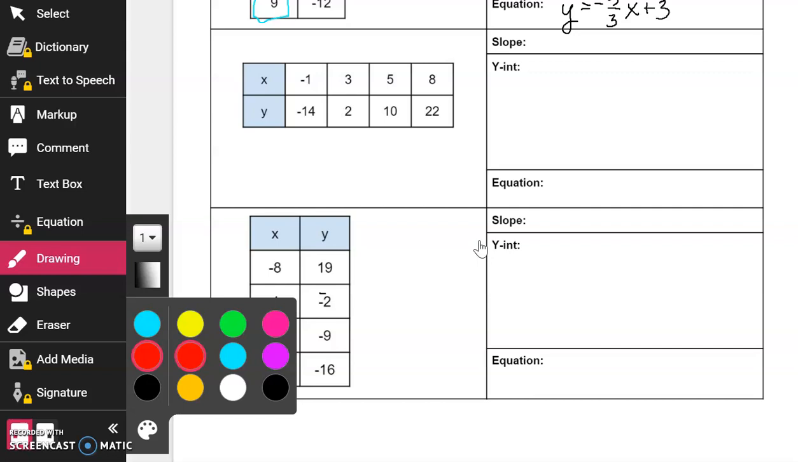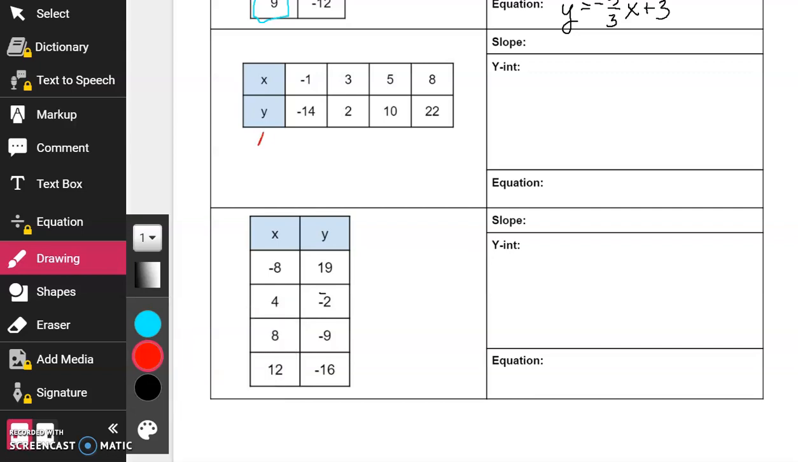All right, so let's look at this process. First, find your slope, change in y divided by change in x. I went negative 14 to positive 2, so I went up 14 and 2 more, so that's plus 16. 2 to 10, 2 plus 8 is 10. 10 to 22, 10 plus 12 gets me to 22. Now find the change in x. Negative 1 to 3, so I went up 1 and then 3 more, so that's plus 4. 3 to 5, 3 plus 2 is 5, and 5 to 8, 5 plus 3 is 8.